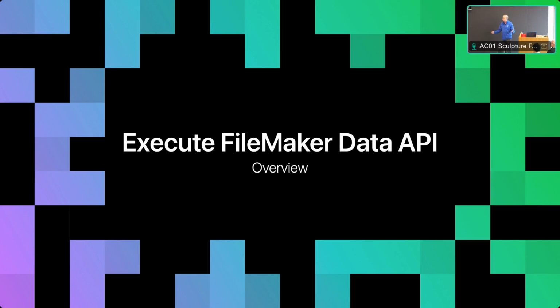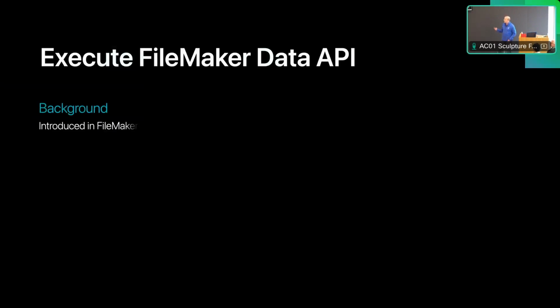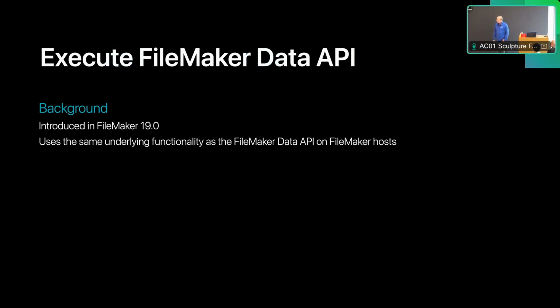So let's go ahead and talk about the script step. The script step was introduced in FileMaker 19, so a couple of versions later. Part of the reason we needed to talk about the web service is that we are using the same underlying functionality when we use the Execute FileMaker Data API script step as what the FileMaker Data API uses when you're on a host. And the reason that's important is a lot of the documentation that you want to refer to is actually for the Claris FileMaker Data API, as far as some of your parameters and options and things of that nature. So there is help for the script step, but you'll want to go back to the web service for additional information.